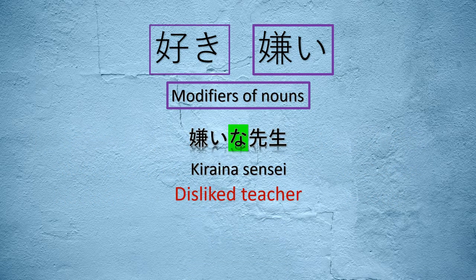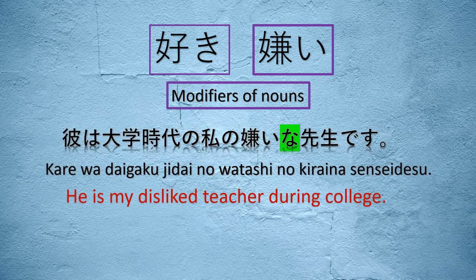Disliked teacher. Kirai na sensei. 彼は大学時代の私の嫌いな先生です。He is my disliked teacher during college.